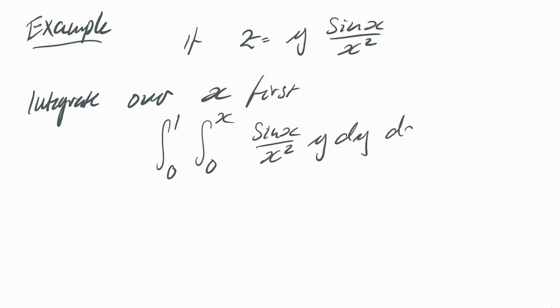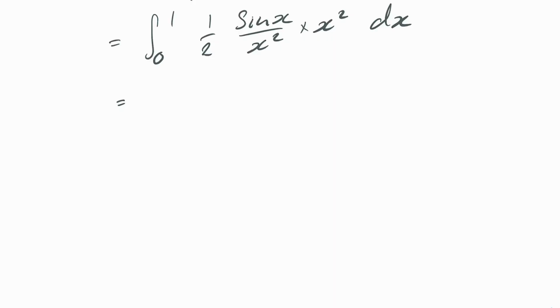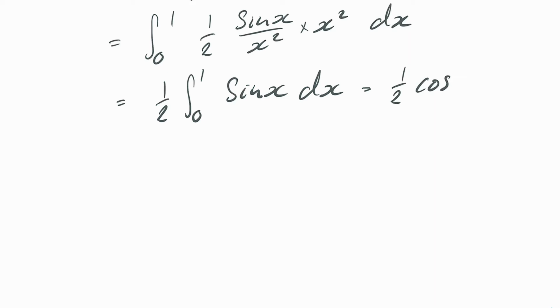Okay, now I can do the first integral with respect to y. Integrating with respect to y, I'm doing this integral, but the x's in here I'm treating as a constant. They don't depend on y. So this becomes the integral from 0 to 1. Now I substitute for y equals x. What I'm left with is a very simple integral from 0 to 1 of sine x dx. And so that's just a half times the cosine of 1.